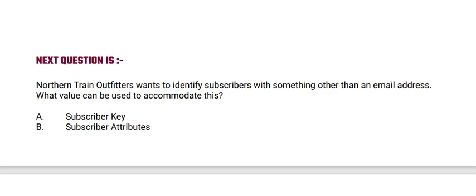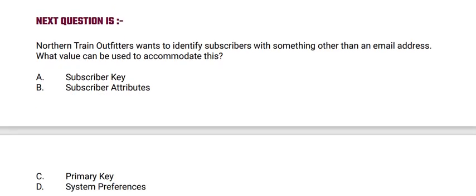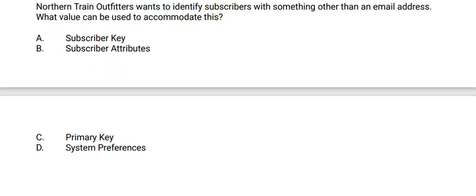Next question is, Northern Trail Outfitters wants to identify subscribers with something other than an email address. What value can be used to accommodate this? Options are option A, subscriber key, option B, subscriber attributes, option C, primary key, and option D, system preferences.